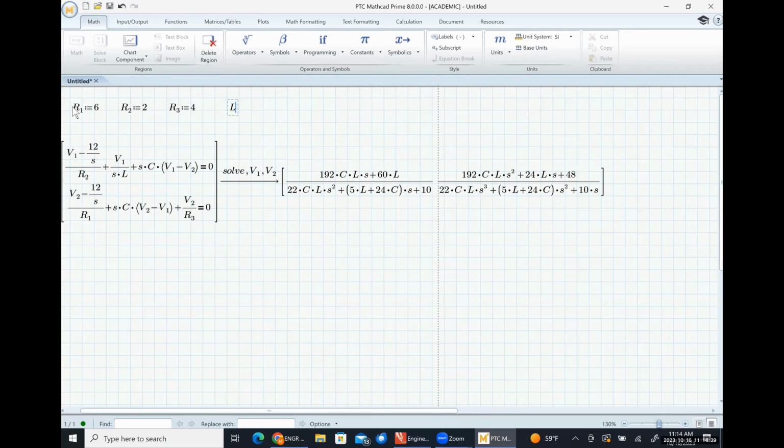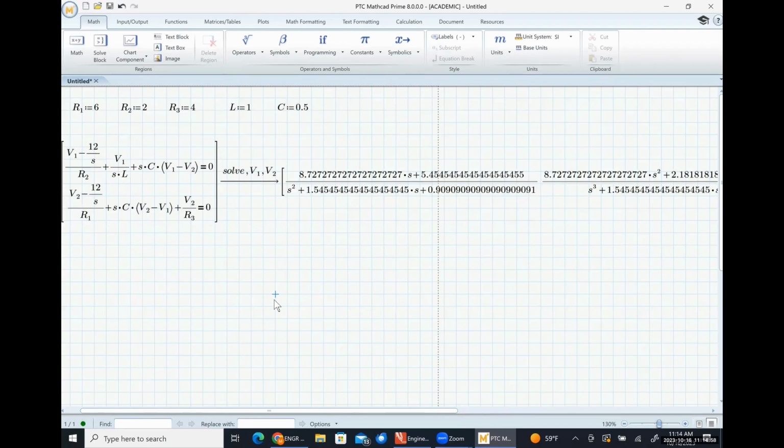See, every time I give it some new piece of information, it gets slightly less terrifying. L, sorry, was 1 Henry. And C was half a farad, so 0.5. And now we're left with this thing, which is literally just a polynomial in S divided by another polynomial in S. The numerator is of lower order than the denominator, so this is exactly the form that we're looking for.